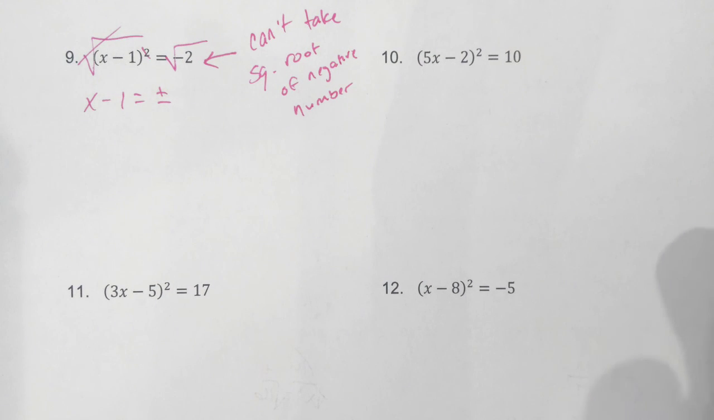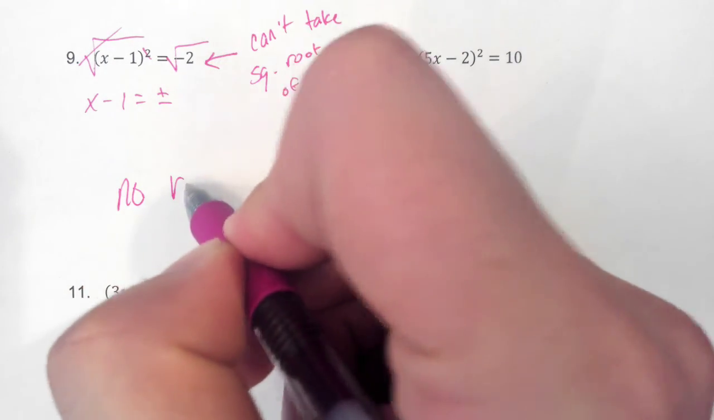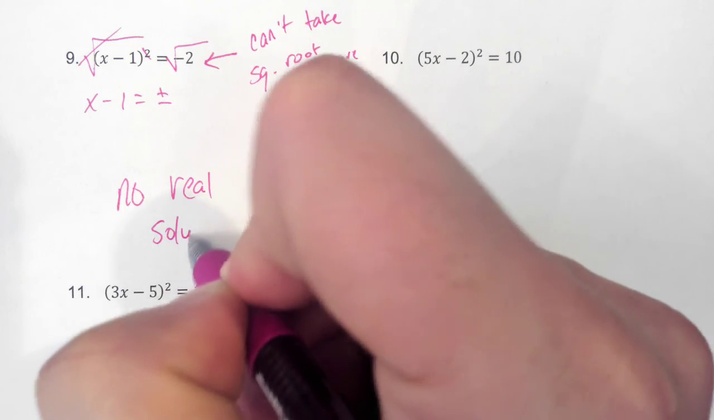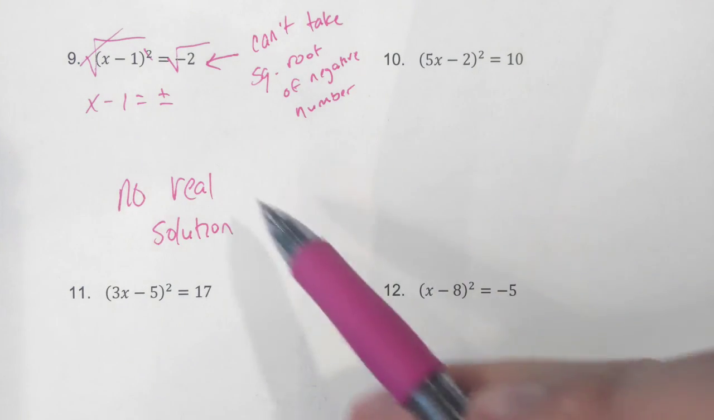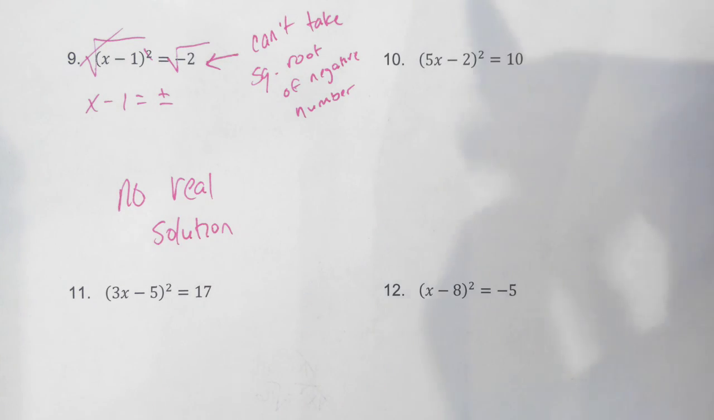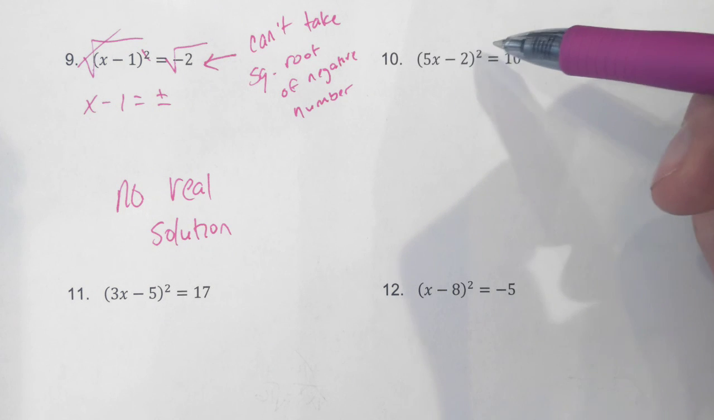Now later on you'll be able to solve that, but for now we don't have those tools. So if you take the square root of a negative number, it's going to be no real solution. In Algebra 2 you'll find that you can, but not yet. Just be happy with this for now. It's actually not too hard to take the square root of a negative number, but we don't have those tools yet.